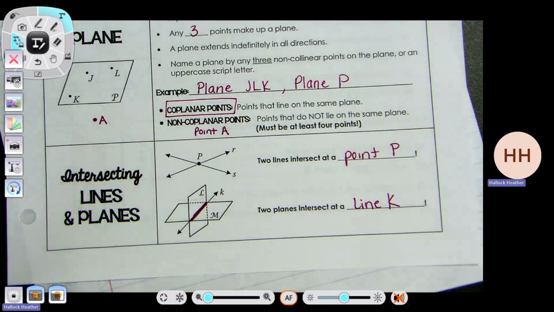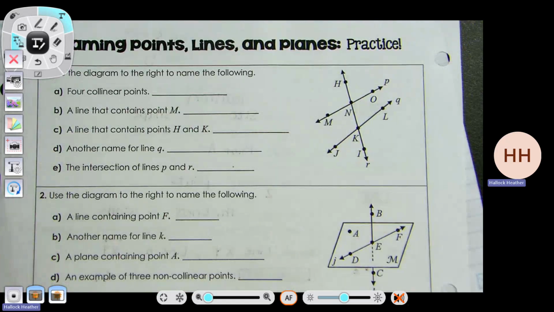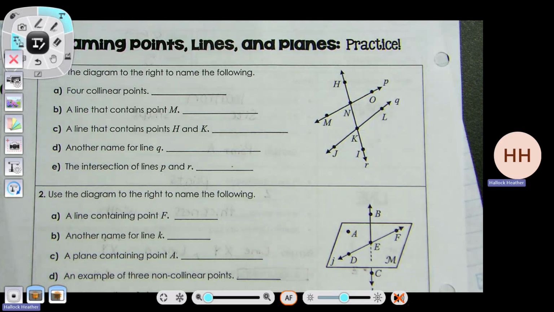Flip to the back. Try number 1. I can walk around here if you want.